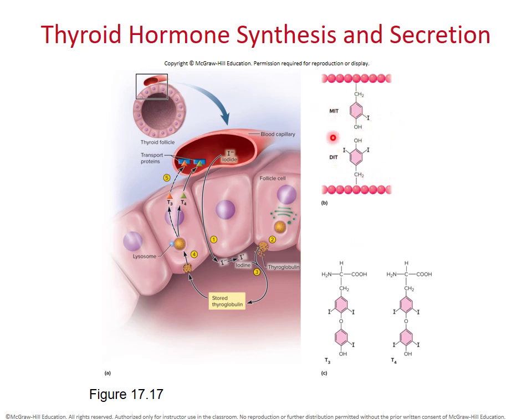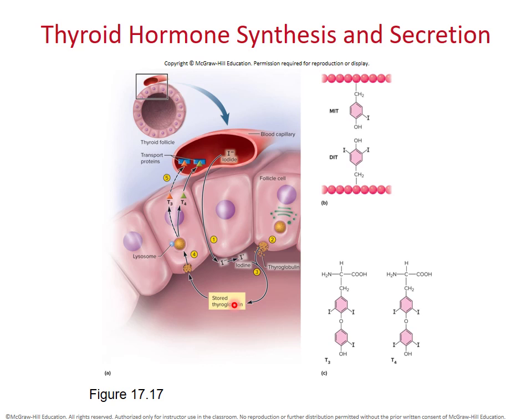Now, you can either attach a single iodine or two iodines, creating monoiodinized tyrosine or diiodinized tyrosine. So you either have a 2-iodine version of tyrosine or a 1-iodine version. Eventually then what happens is this thyroglobulin with iodine on it is stored again in the follicles.